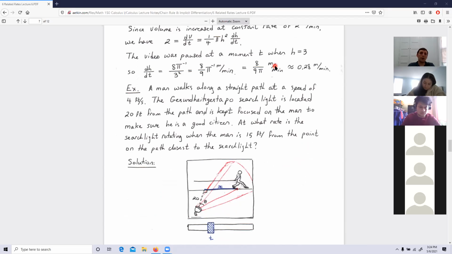A man walks along a straight path at a speed of 4 feet per second. The Gesundheitsgestapo searchlight is located 20 feet from the path and is kept focused on the man to make sure he is a good citizen. At what rate is the searchlight rotating when the man is 15 feet from the point on the path closest to the searchlight?